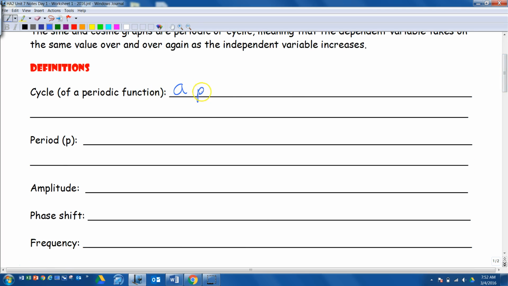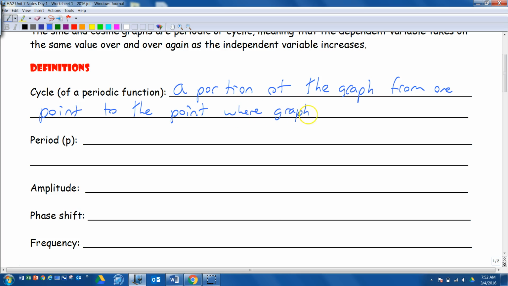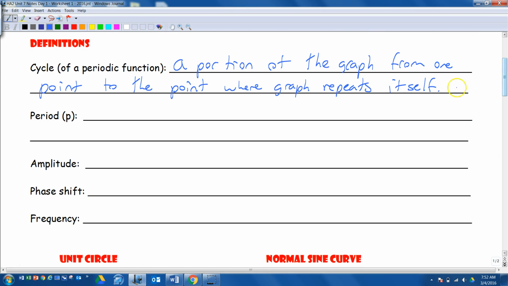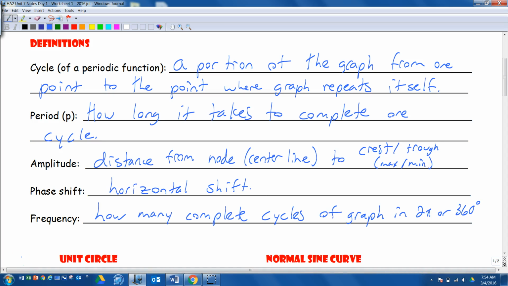So a cycle is a portion of the graph from one point to the point where the graph repeats itself. Alright, so I'll show that on the diagram below, and actually what I'm going to do is pause and write all the definitions up so that I don't have to take as much time on the video. Hold on one second. Okay, so here are all the other definitions.